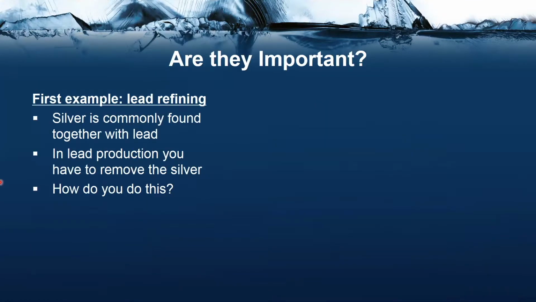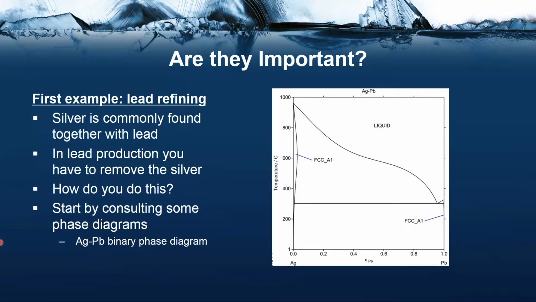The first example that we'll cover is the refining of lead. Silver is commonly found together with lead, and in lead production, you have to remove the silver. How do you do this? Well, a first step is that we look into some phase diagrams. We start off with the binary Ag-Pb, that is, the silver-lead binary phase diagram.